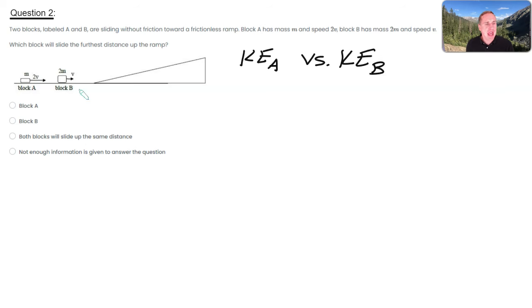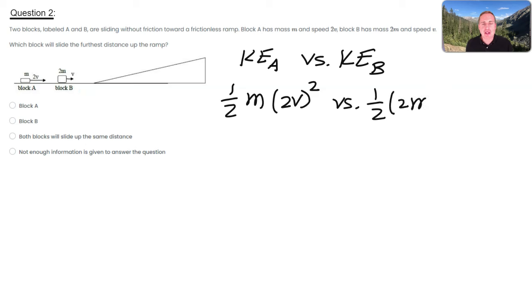Now for block A, we go 1/2 times its mass, that's its m, and then times its velocity, that's 2v squared. Notice its velocity is 2v, whatever v happens to be. V itself could be 1 meter per second, could be 10 meters per second, but it's just 2 times whatever that v is. We're going to go versus the kinetic energy of block B is 1/2, but we've now got a 2m for the mass.